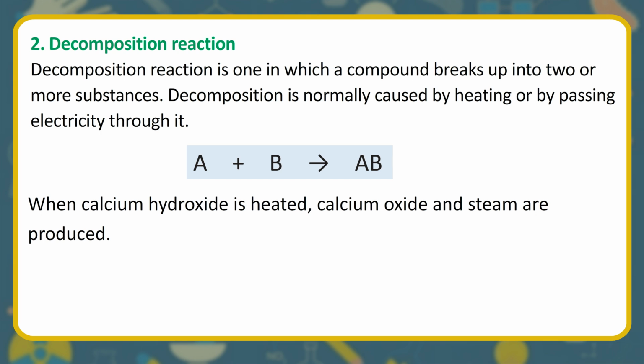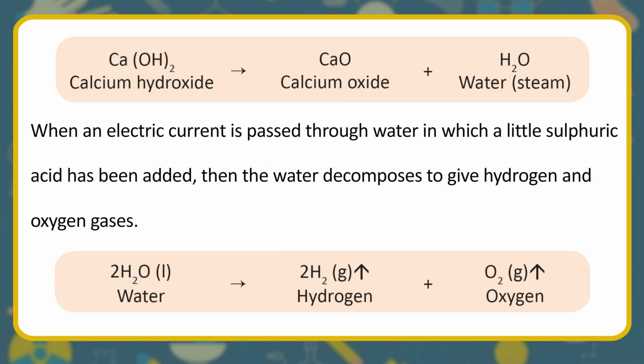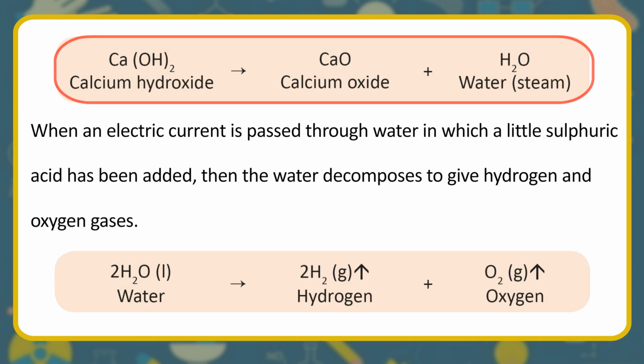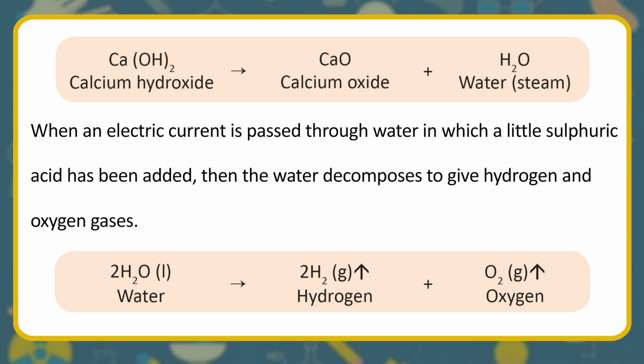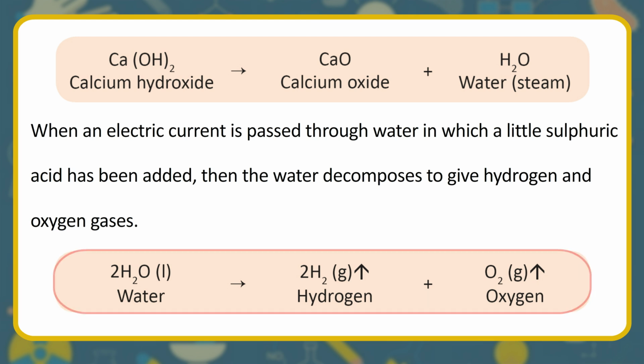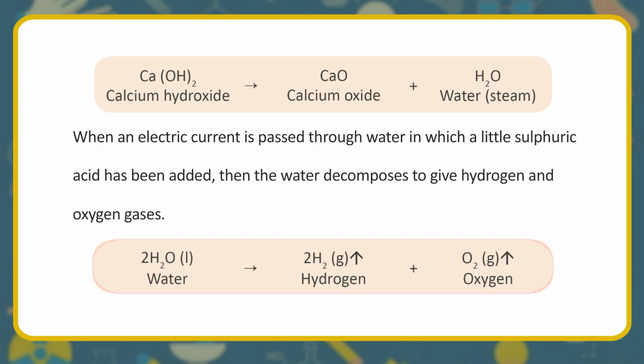When calcium hydroxide is heated, calcium oxide and steam are produced. Ca(OH)2, calcium hydroxide, gives CaO, calcium oxide, plus H2O, water, steam. When an electric current is passed through water in which a little sulfuric acid has been added, then the water decomposes to give hydrogen and oxygen gases. 2H2O gives 2H2(g), hydrogen, plus O2(g), oxygen.